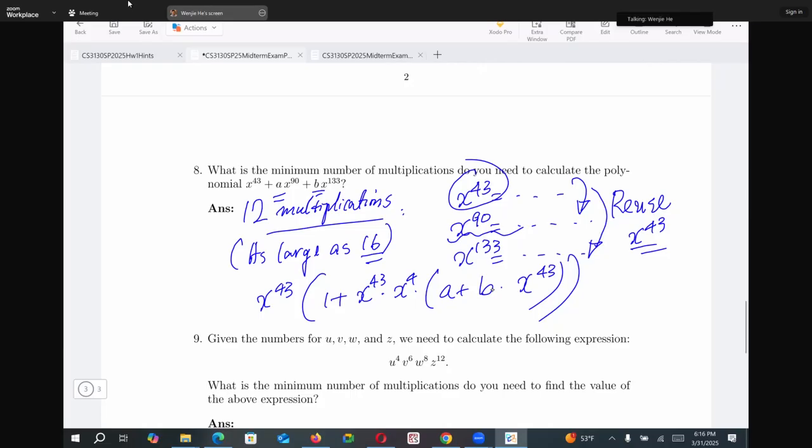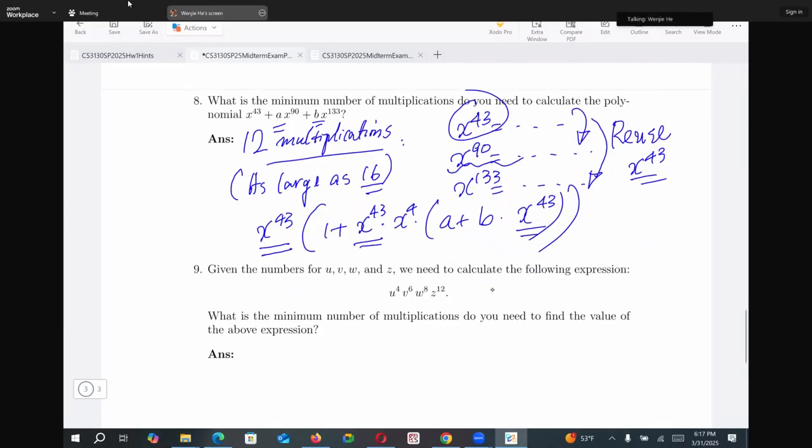Then you can see in this factorization you maximize the usage of x to the 43rd. You use it 3 times. You calculate it once, but you use it 3 times.